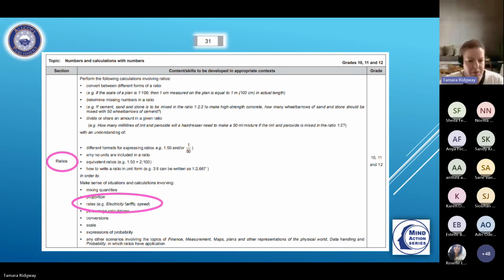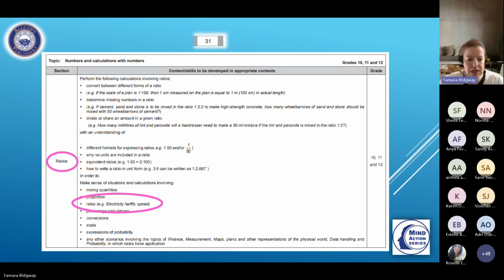Okay, so what does CAPS actually have to say about it? CAPS covers the term tariffs quite a few times. The first time we see it is as part of ratio, and we see under ratio specifically rates, and there we see that it's part of electricity tariffs. So the context is often the most important thing.